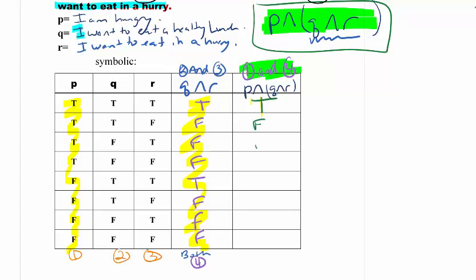Second one does not. Third one doesn't. Fourth one doesn't because I have a false. Fifth one doesn't. Sixth one doesn't. Seventh one doesn't. And eighth one doesn't, because we had, again, this was saying both have to be true. So that is my answer. The whole thing is my truth table.